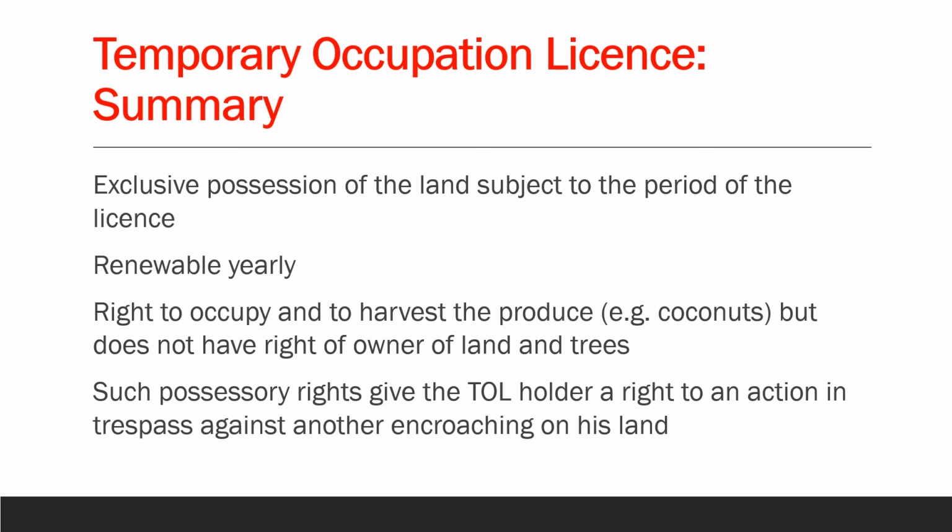There's a right to occupy and to harvest the produce, for example, coconuts, but not the rights of the owner of the land and the trees. The land, of course, belongs to the state. Such possessory rights, of course, give the TOL holder a right to an action in trespass against another encroaching on his land.